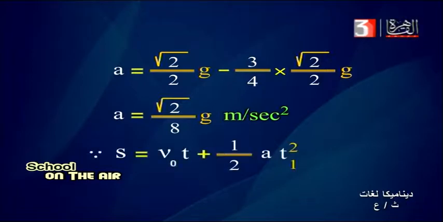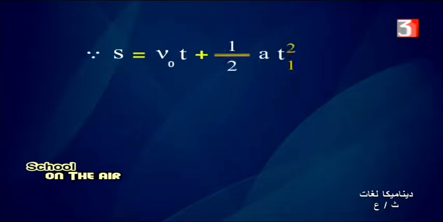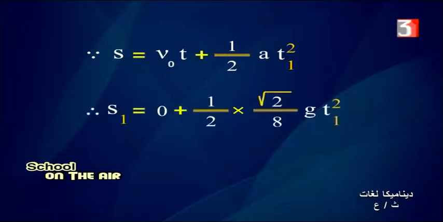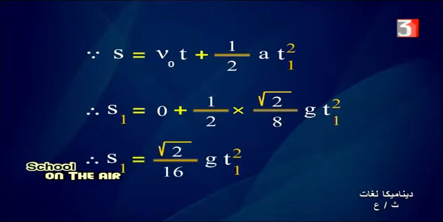Since s equals v naught t plus half a t1 squared, where t1 is the time in the first case, then S1 equals v naught t plus half a t1 squared equals 0 plus half times root 2 over 8 g t1 squared. And then the displacement S1 equals root 2 over 16 g t1 power 2.